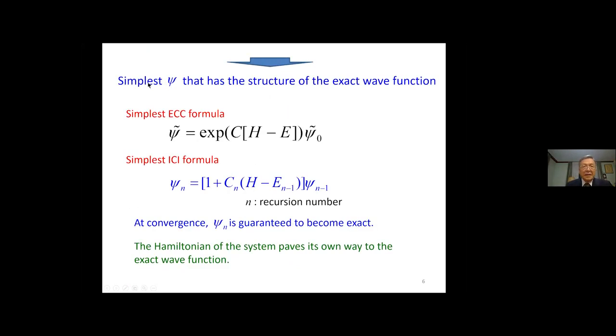So then, the simplest psi that has a structure of the exact wave function can be written in these forms. This is the simplest ECC formula, and this is the simplest ICI formula. I use this formula today, and this is a recursion formula. You start from psi 0, psi 1, psi 2 in such a way. And at convergence, psi n is guaranteed to become exact. It can be said that the Hamiltonian of the system paves its own way to the exact wave function.